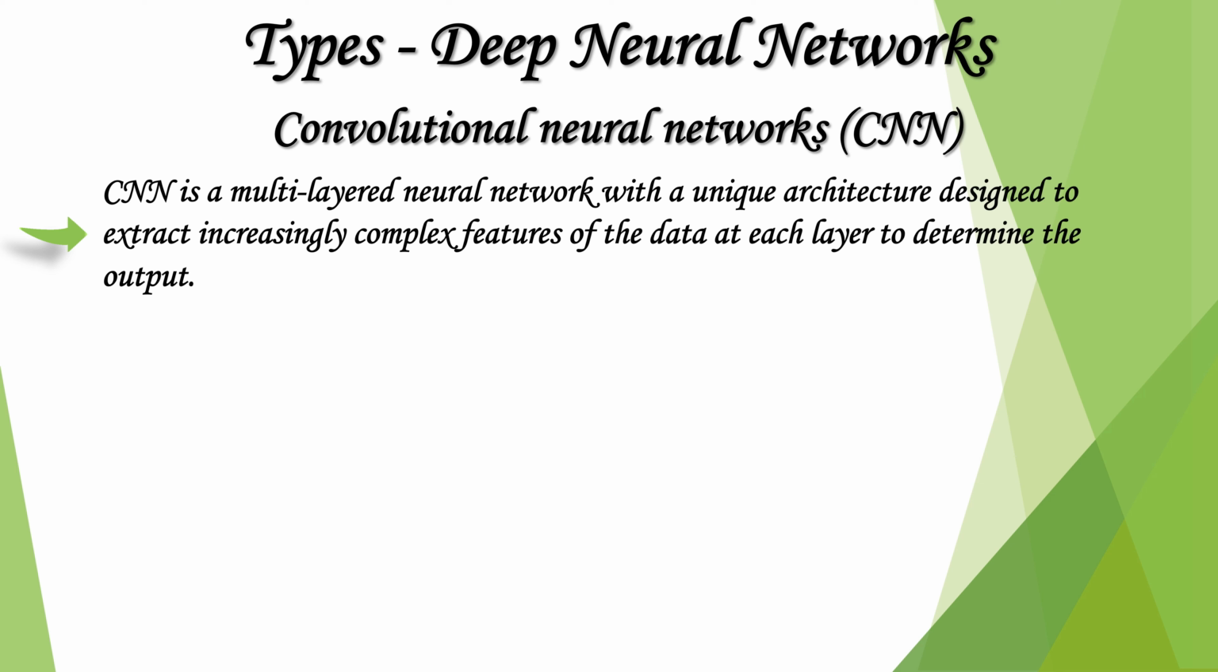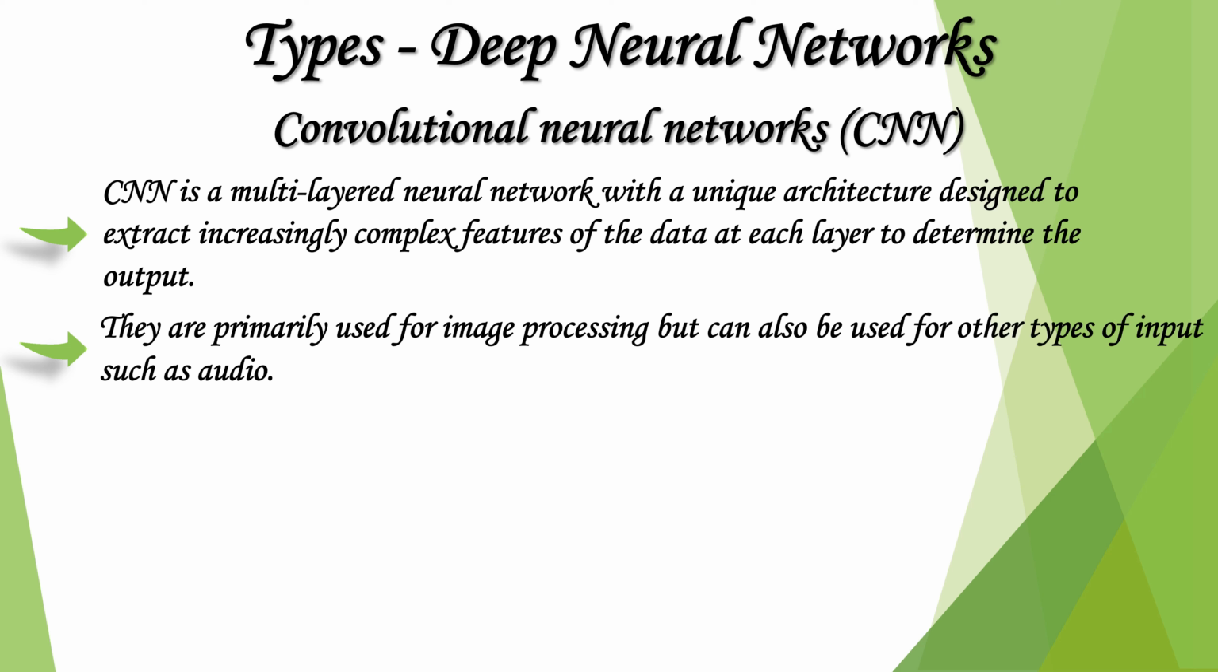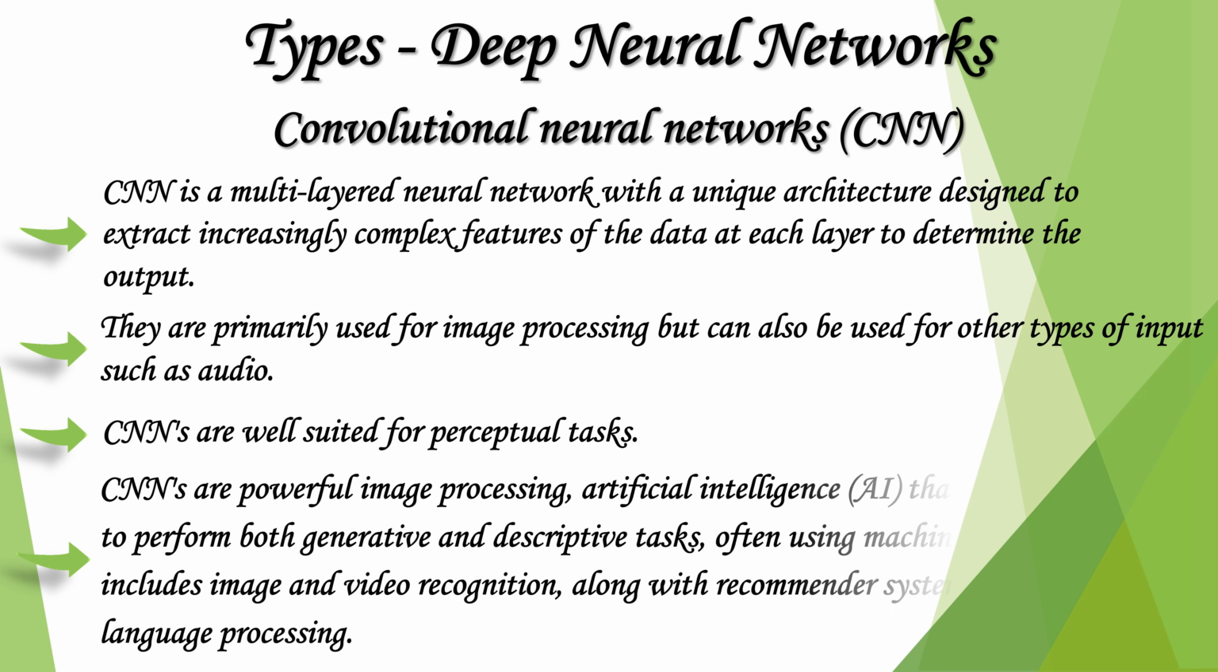Convolutional neural networks. A CNN is a multi-layered neural network with a unique architecture designed to extract increasingly complex features of the data at each layer to determine the output. They are primarily used for image processing but can also be used for other types of input such as audio. CNNs are well suited for perceptual tasks. CNNs are powerful image processing artificial intelligence, AI, that uses deep learning to perform both generative and descriptive tasks, often using machine vision that includes image and video recognition, along with recommender systems and natural language processing.